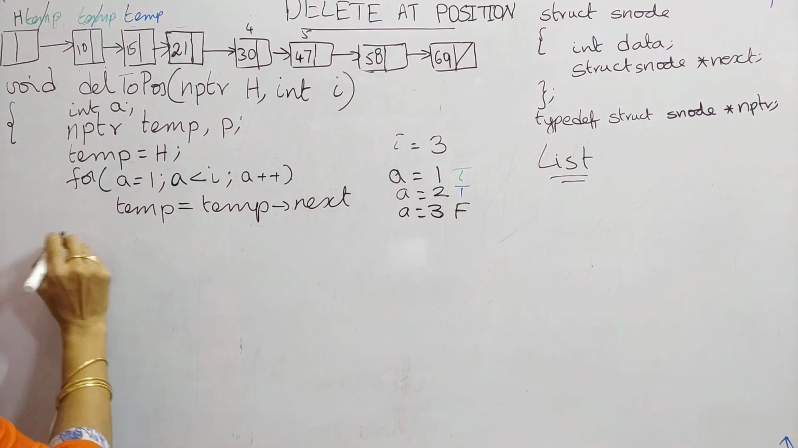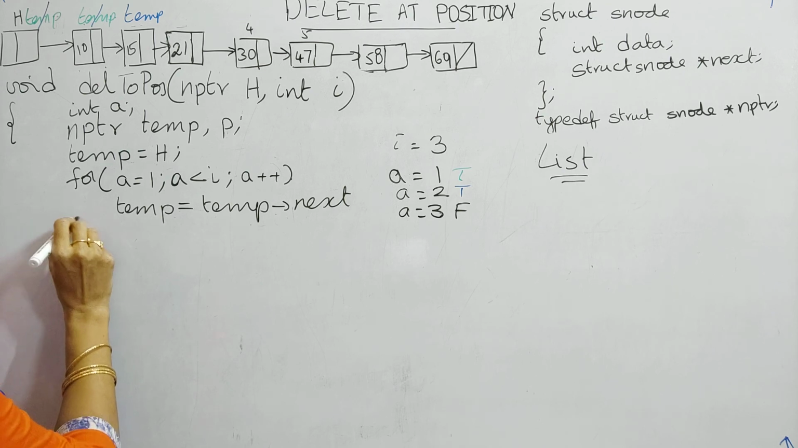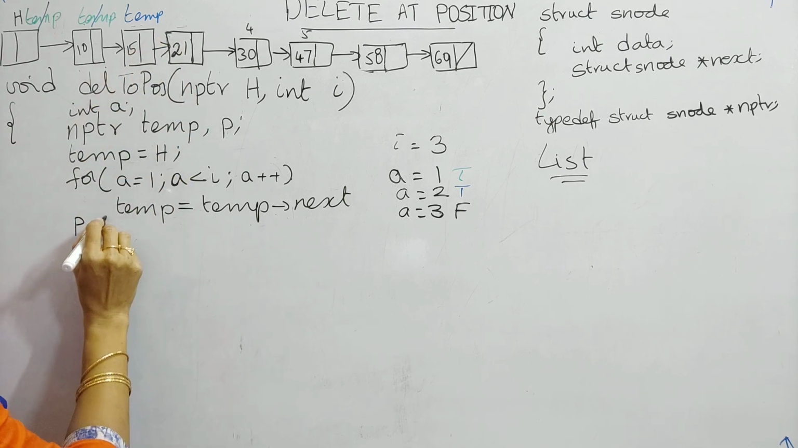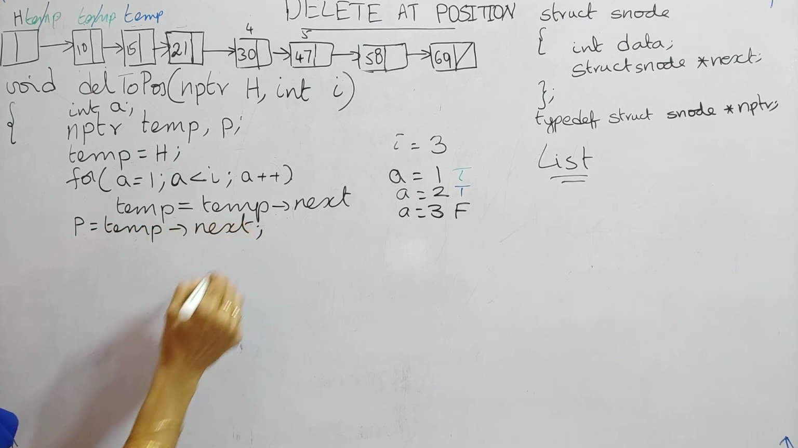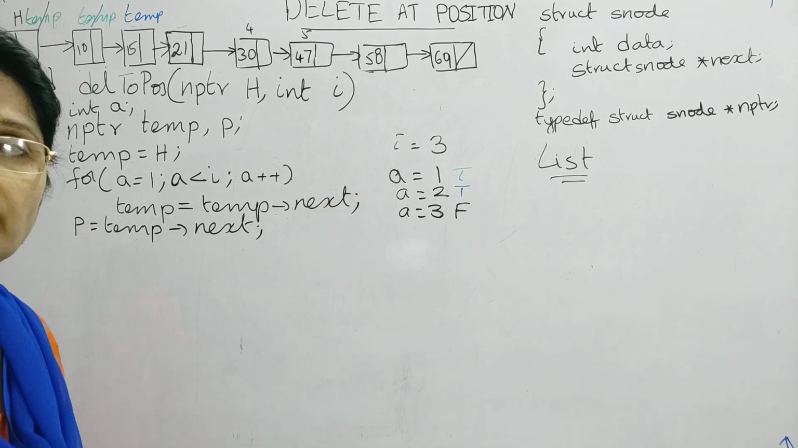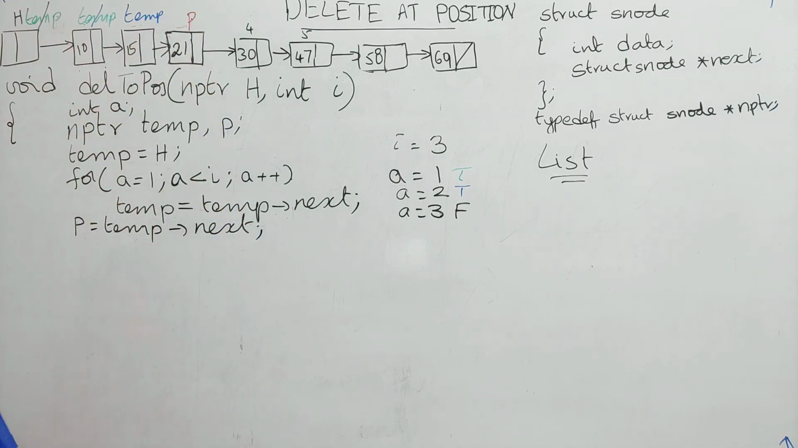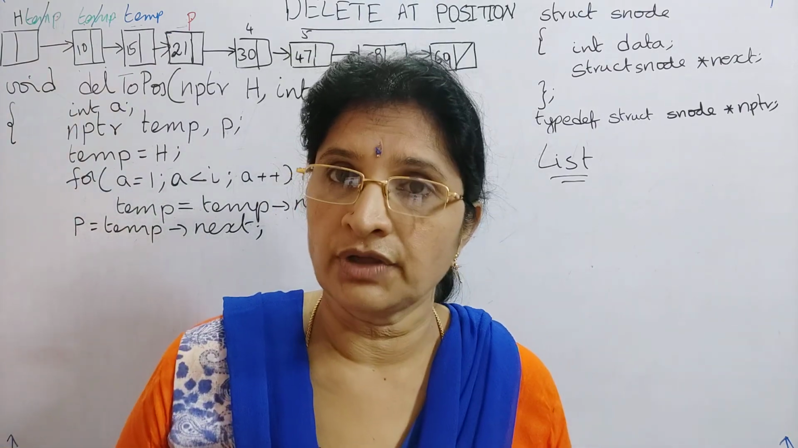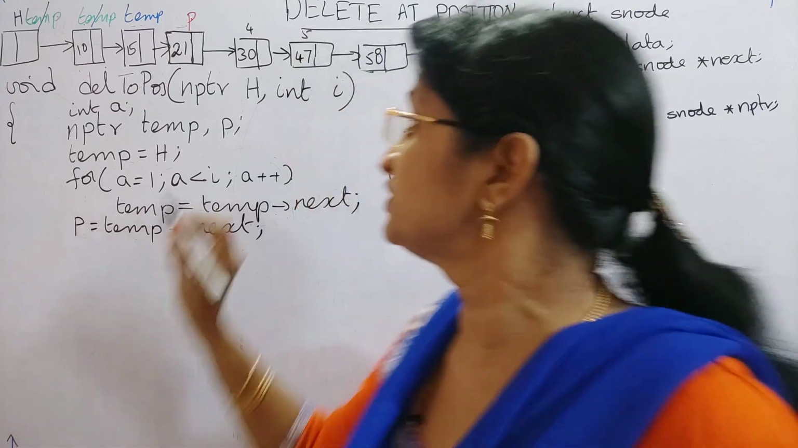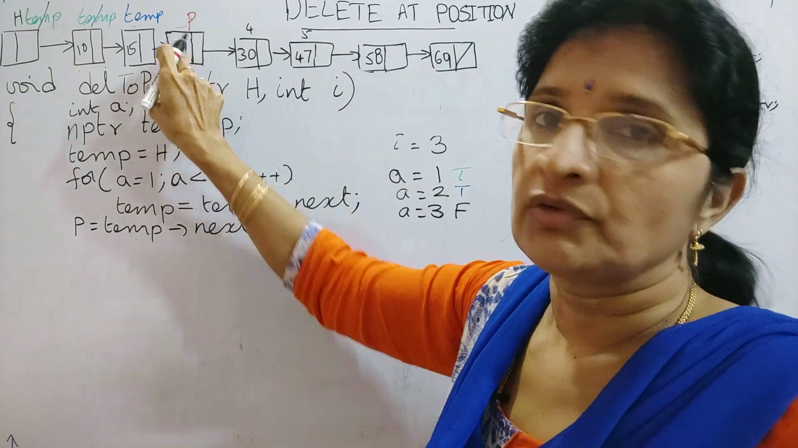So for example, now I will give the address of the next node to P. So P is equal to temp next. I will give temp next. So I have given P. So now what is this address? Now this is P. So what is P? P is the address of the node that is to be deleted at position 3. So now at position 3 we have to delete the node P. So then what do we have to do?